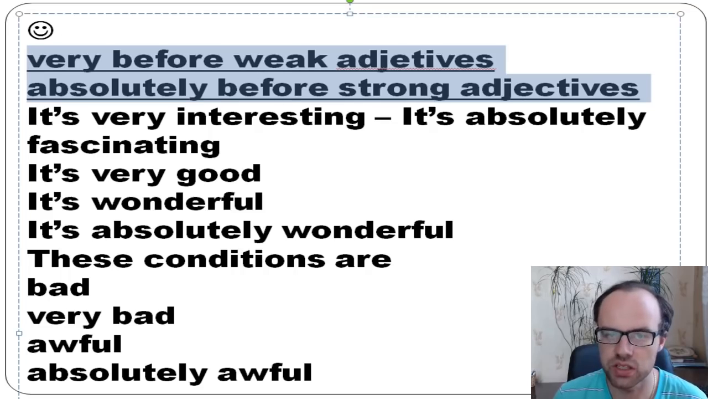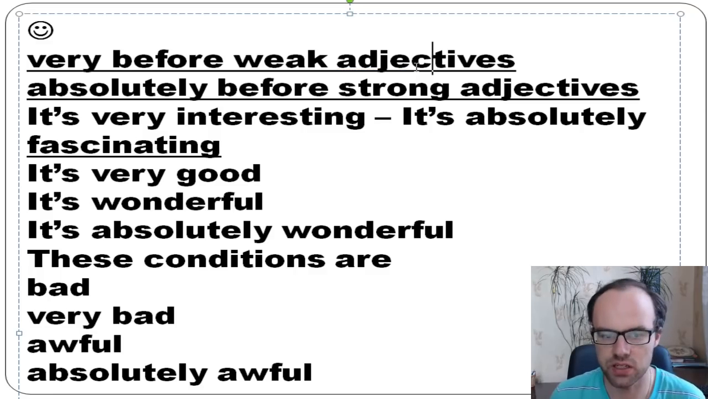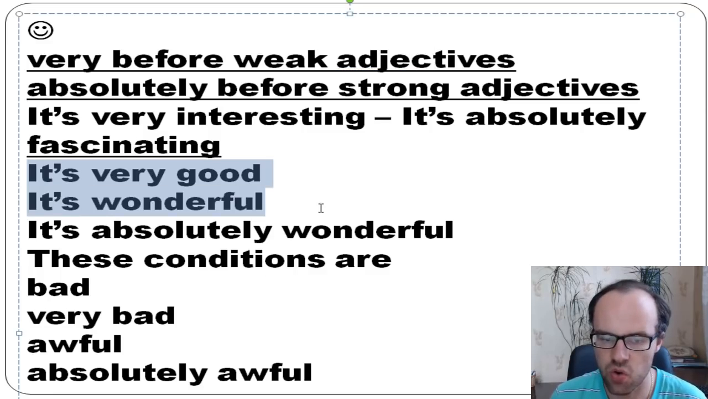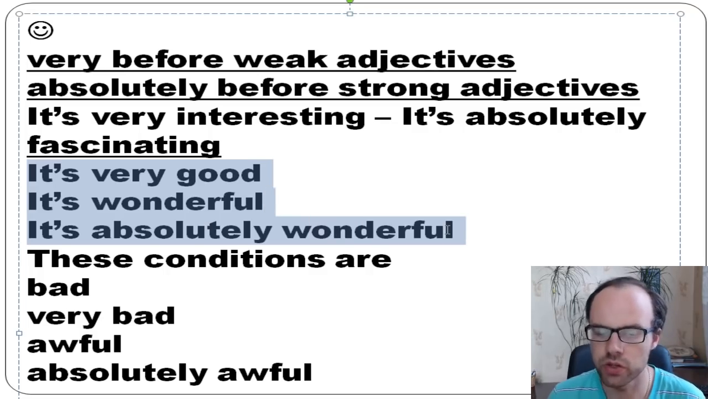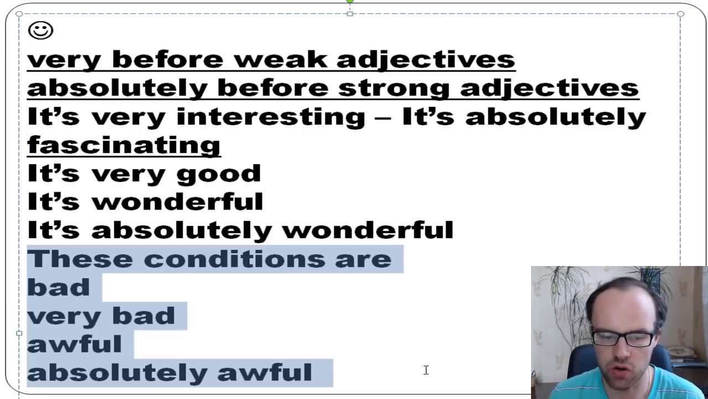Please have a look. It's very interesting, but it's absolutely fascinating. Fascinating means extremely interesting, and you can't say very fascinating. So if it's a strong adjective, you need to know them, so you use absolutely. It's very good or it's wonderful, but you can't say it's very wonderful. You need to say it's absolutely wonderful, because wonderful is a strong adjective. These conditions are bad, so you can make it sound stronger: very bad, or awful, or absolutely awful. It's stronger than awful.